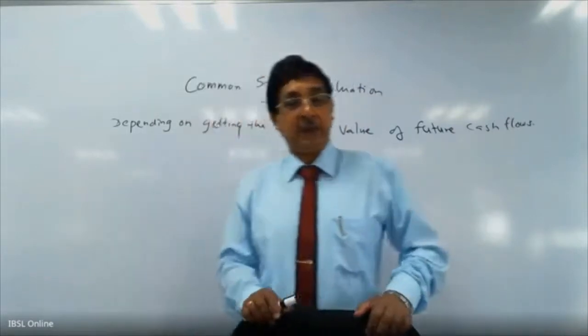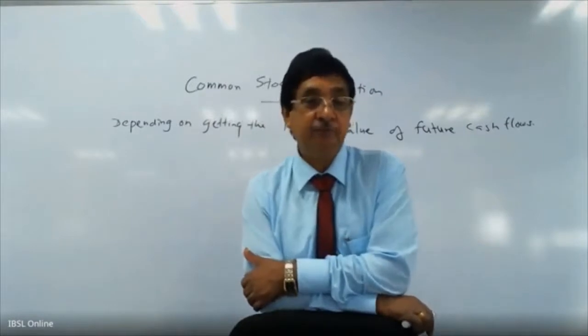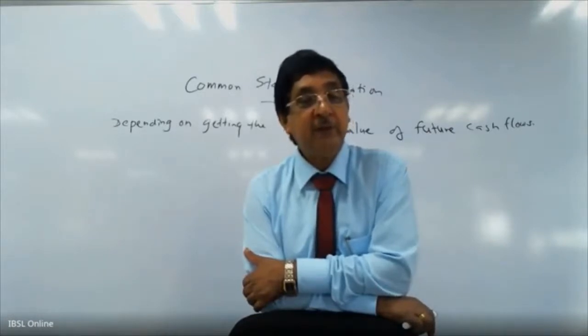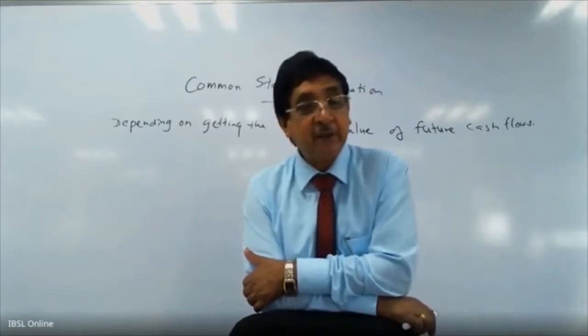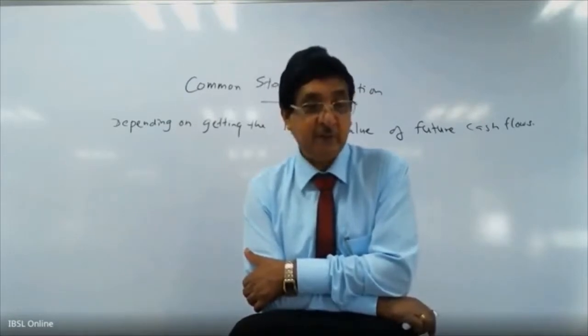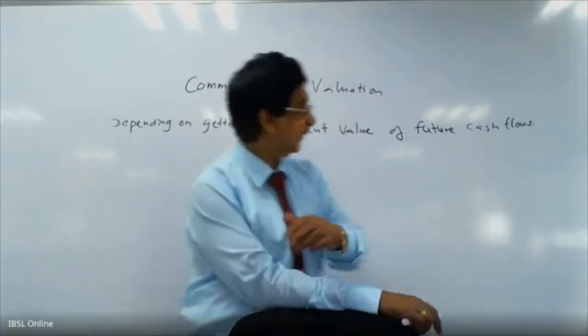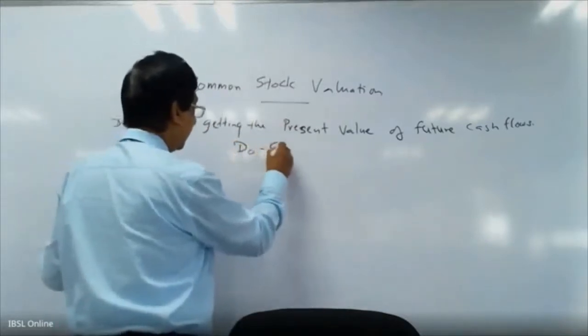Many, in the sense, infinite number of years. We assume the present year's dividend as D0. Then the first year's dividend is D1. D0 is the current year's dividend. D1 is the first year's dividend. Now we can see what is the connection between D0 and D1. D0, current year dividend.